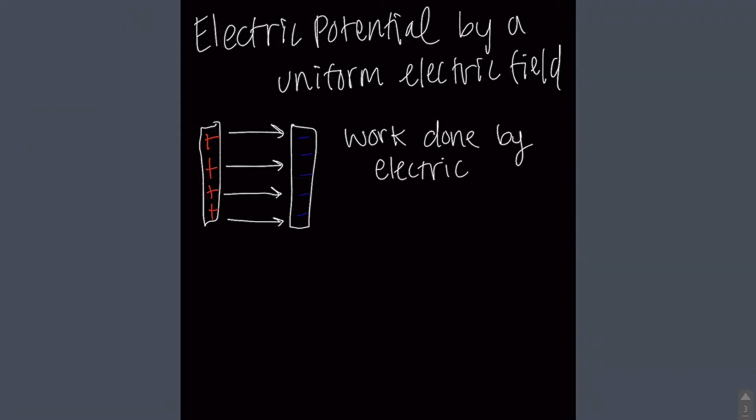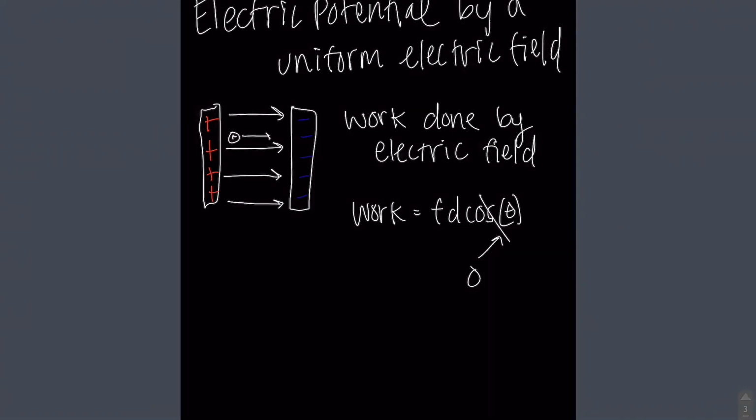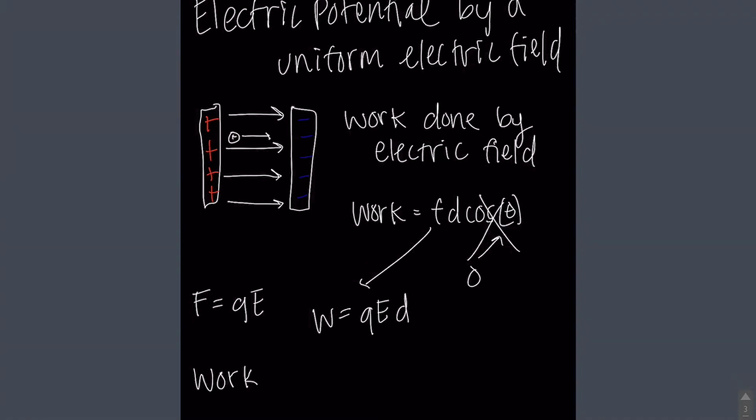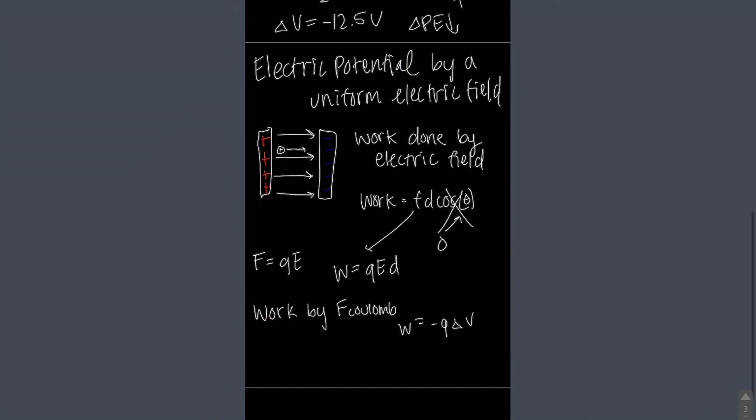So the work done by the electric field is equal to force times distance times cosine theta. Theta in this situation is 0 because the test charge is parallel with the electric field, making cosine 1. So our force on a test charge would be Q times E. So work is equal to Q times E times d. So we know that work by the Coulomb force is also equal to work equals negative Q times change in electric potential. So let's set these two equal to each other.